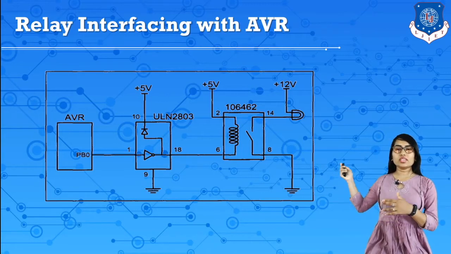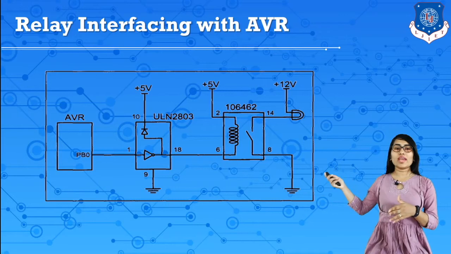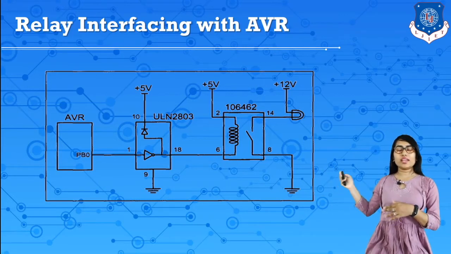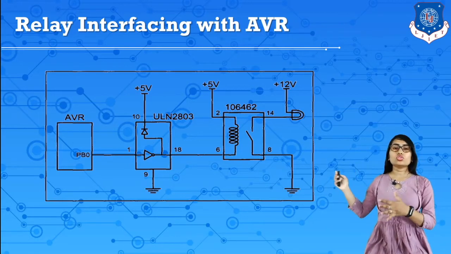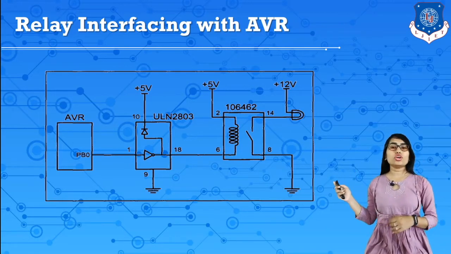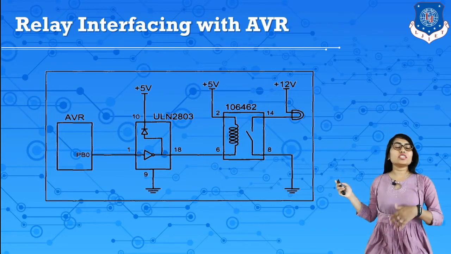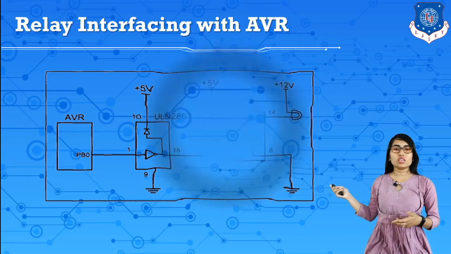So here this is normally open. When this PB0 pin is activated, at that time this will have a closed circuit and the LED will glow. So this is how a relay can be used for glowing lights or for other purposes also. So this is how a relay can be interfaced with AVR.